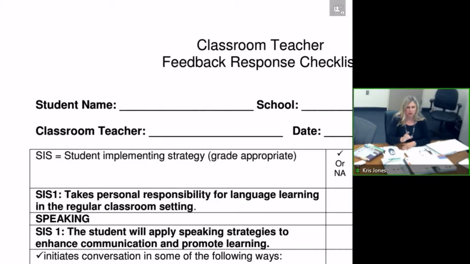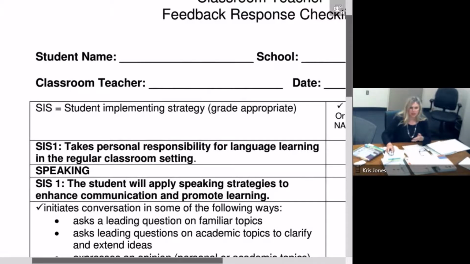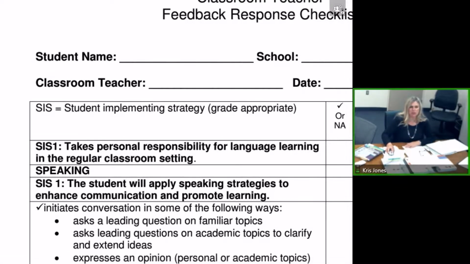Does anyone have any questions about this tool and why we would use it? For example, student takes personal responsibility for language learning in the classroom setting. So this is when you're not here. This is what the classroom teacher is observing, and they are able to respond to you around what the student is doing or perhaps not doing. And we would include the student in the conversation as well, but this would be at the intermediate level.